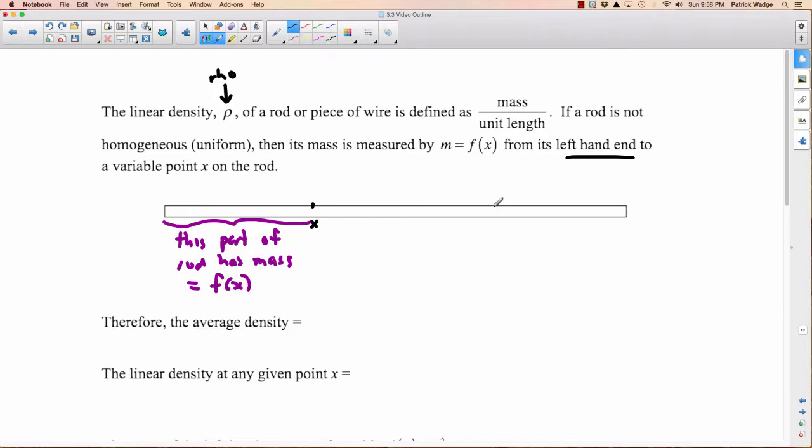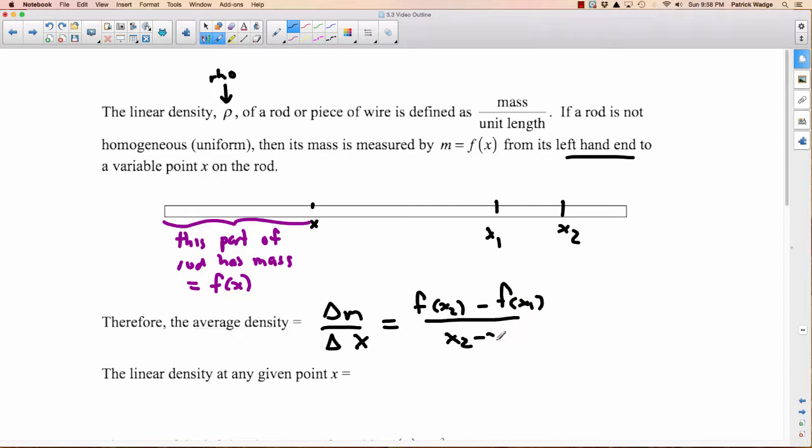Now, what if we had other points over here? Let's call them x1 and x2. If we wanted to know the average density between those 2 points, we'd look for the change in mass over the change in x, the change in the location on the rod, right? In order to get the mass, we use f of x for that. So you do f of x2 minus f of x1, and then you divide that by x2 minus x1.